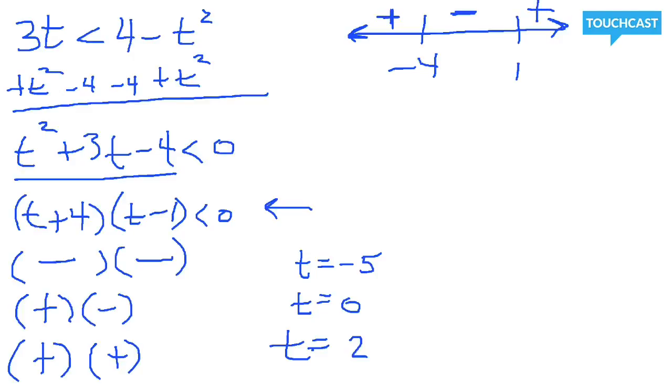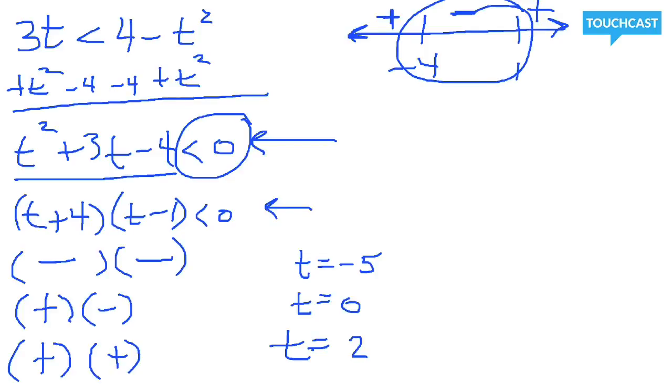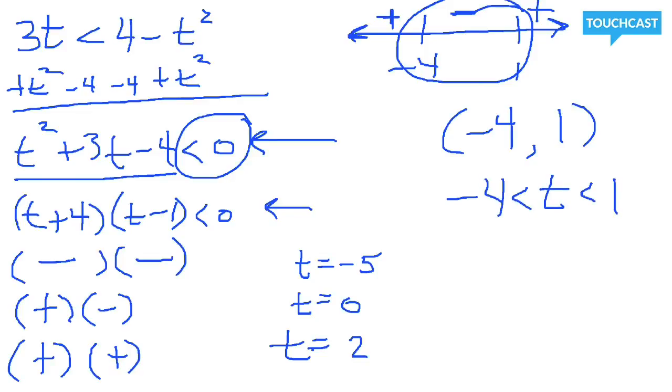Now that I've filled in my sign chart, I go back to the version of my inequality that has a 0 on one side, and I notice that I want to know what t values make that polynomial negative. Less than 0 means negative. So here's the one section of my number line where I got negative results. So my answer is going to be negative 4 to 1. That's parenthesis bracket notation. I can also write negative 4 is less than t, which is less than 1. They both get full credit.